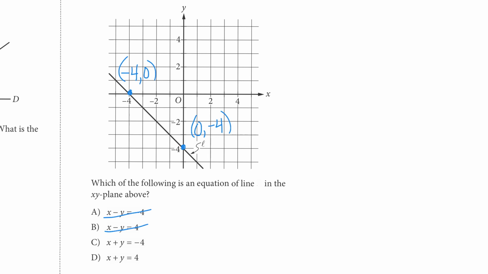Now the sum of x and y has to be negative 4. So if you look at these two, 0 plus negative 4 checks out, and negative 4 plus 0 checks out. That fits this equation right here by plugging in negative 4, 0, or 0, negative 4. And so the answer for this one is C. That's going to be the easiest and quickest way to do this problem.